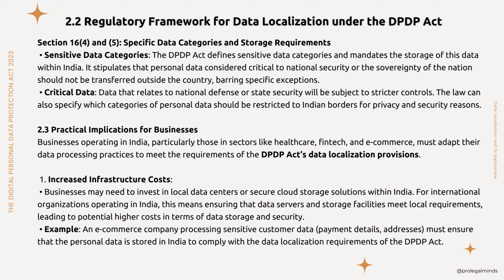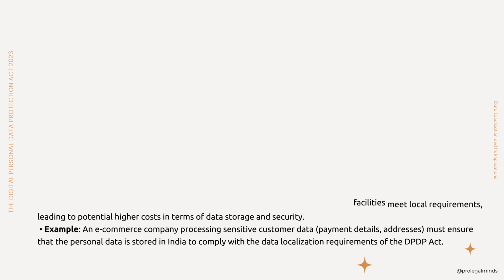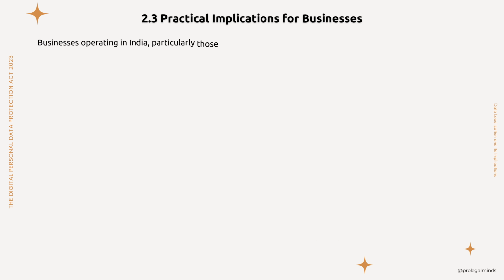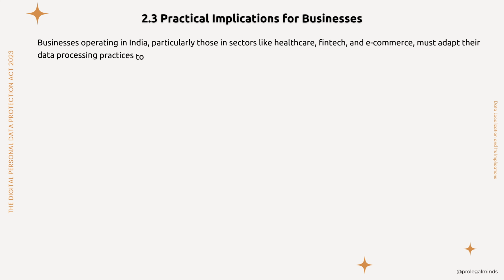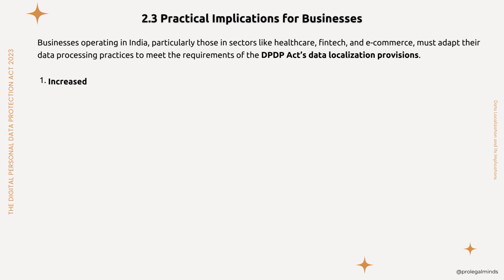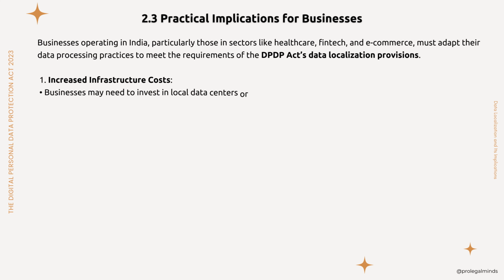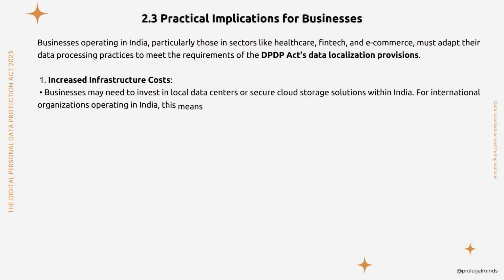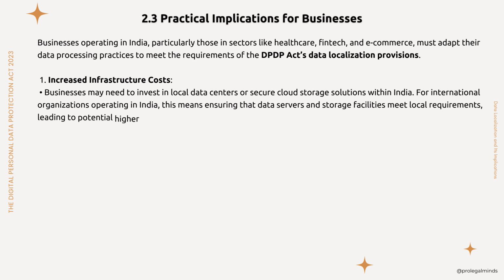Example: an e-commerce company processing sensitive customer data, such as payment details and addresses, must ensure that personal data is stored within India to comply with the DPDP Act. Businesses operating in India, particularly those in sectors like healthcare, fintech, and e-commerce, must adapt their data processing practices to meet the requirements of the DPDP Act's data localization provisions.